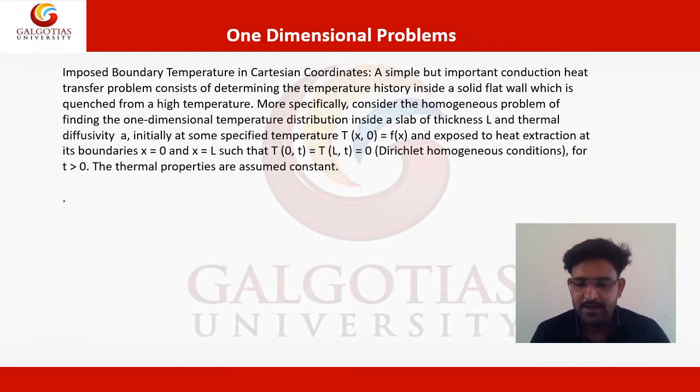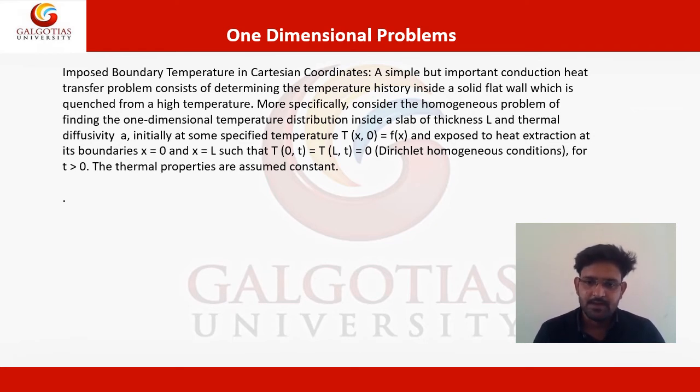Now let's talk about the one-dimensional, unsteady state problem: imposed boundary temperature in Cartesian coordinates. Okay, a simple but important conduction heat transfer problem consists of determining the temperature history inside a solid flat wall which is quenched from a high temperature, as I gave the example of a metal piece that you have warmed in a furnace and then kept in the air for quenching, for cooling down. So same here, you have a solid flat wall which is quenched from a high temperature. The problem is going to be unsteady state heat conduction in 1D.